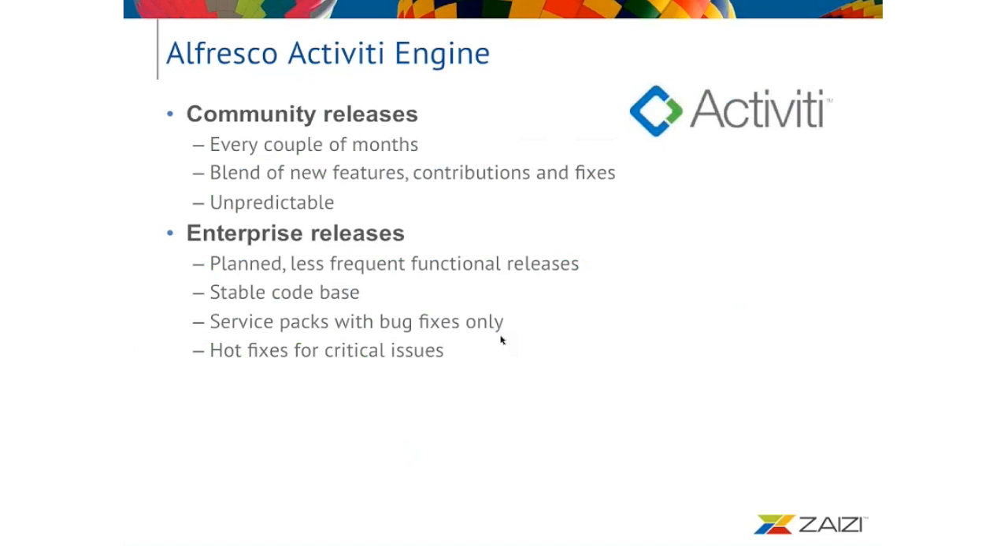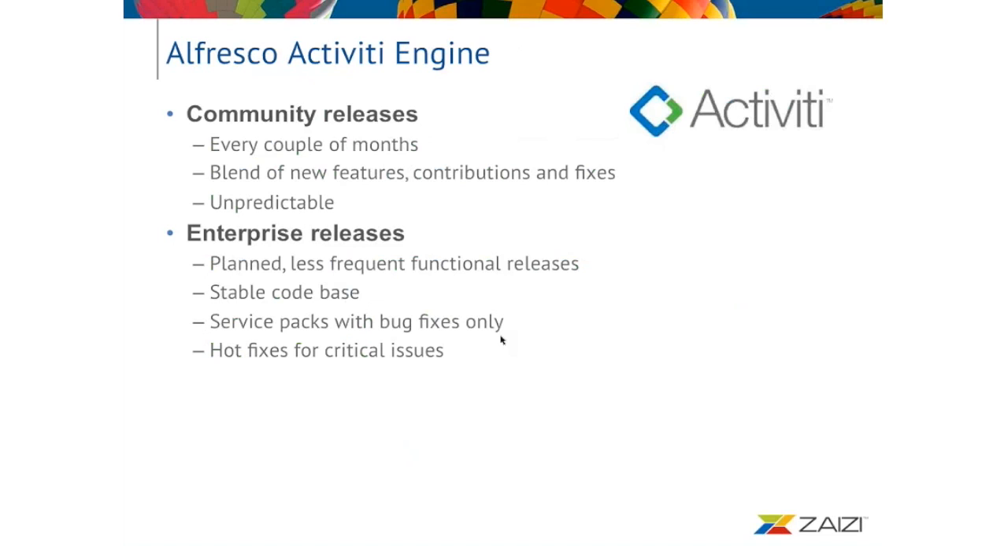The difference between the two in terms of releases is that with community, they release a new version every couple of months. That version is going to be a blend of new features, contributions, bug fixes, that kind of thing. So because they blend everything together, it's unpredictable as to exactly how stable that particular release is going to be.